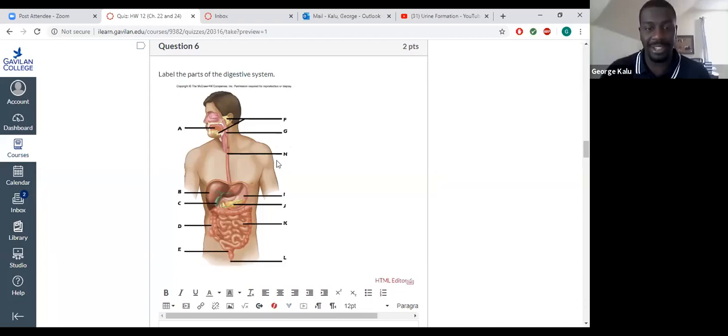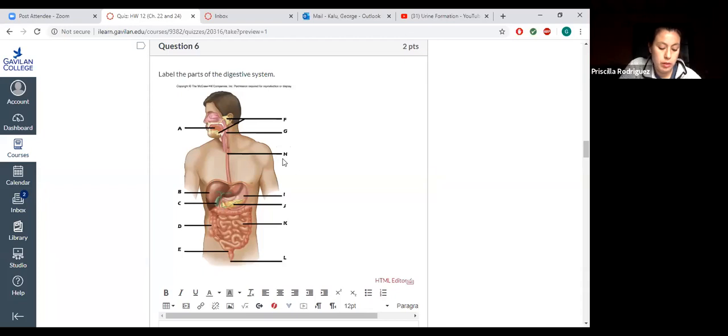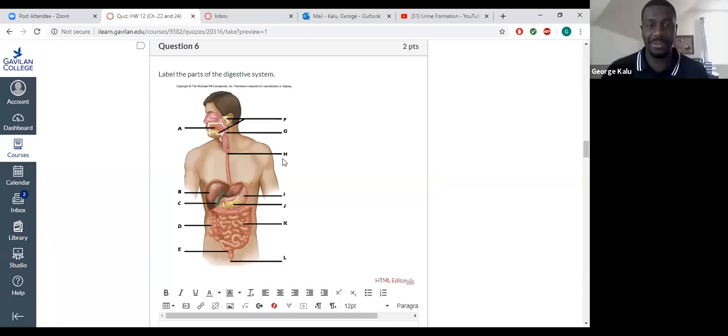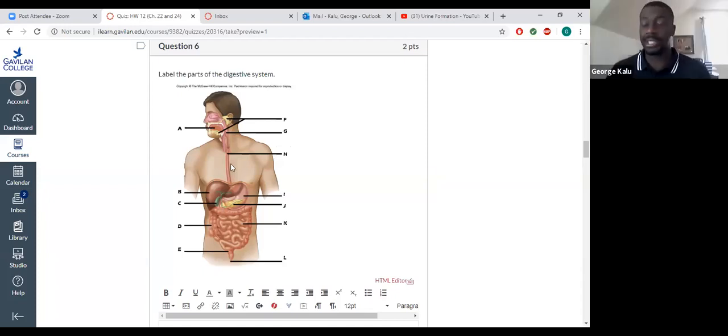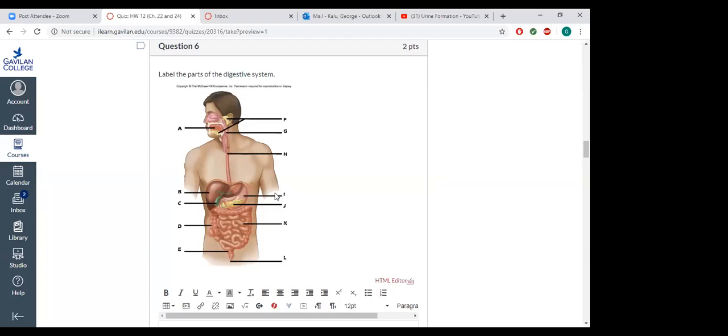Then we have H. What are we looking at with H? The esophagus. Okay, so what does the esophagus do? Well, the food goes down the esophagus. It's a connecting point between the throat and the stomach. Exactly. The esophagus's only job is to transport the food from the pharynx down into the stomach. Right. Yeah.